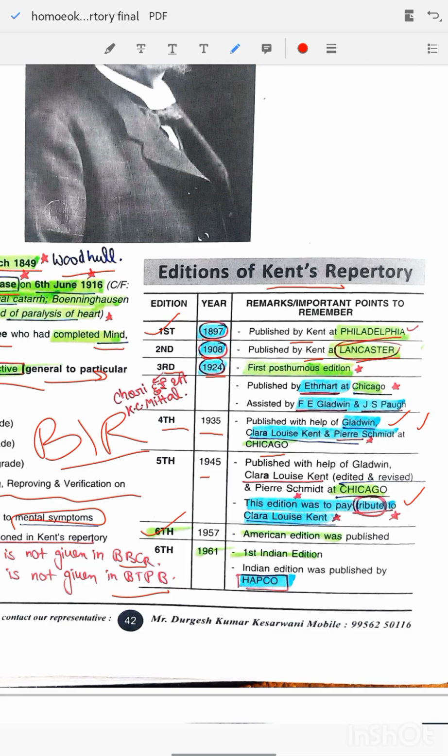Sixth edition was an American edition in 1957. Sixth edition, published as the first edition of India, was in 1961. Indian edition was published by Hepco.